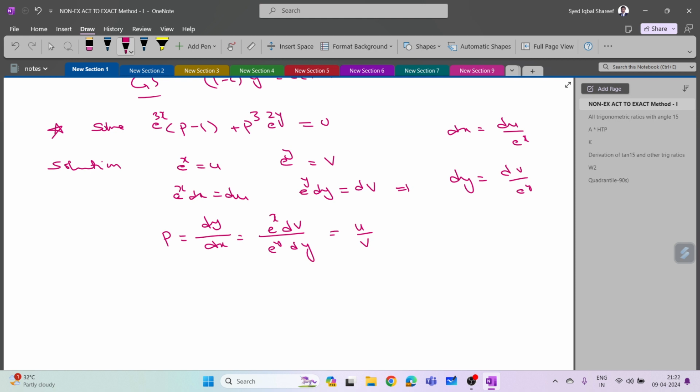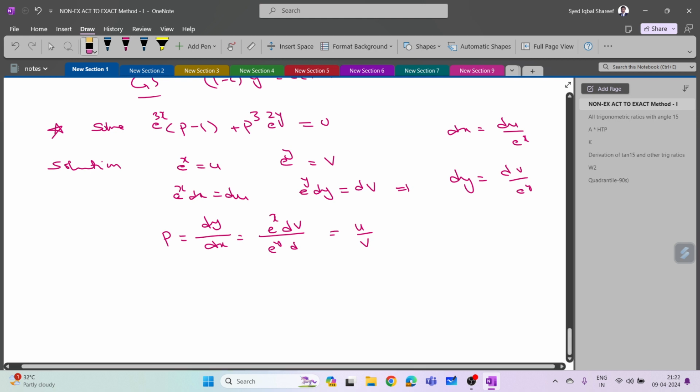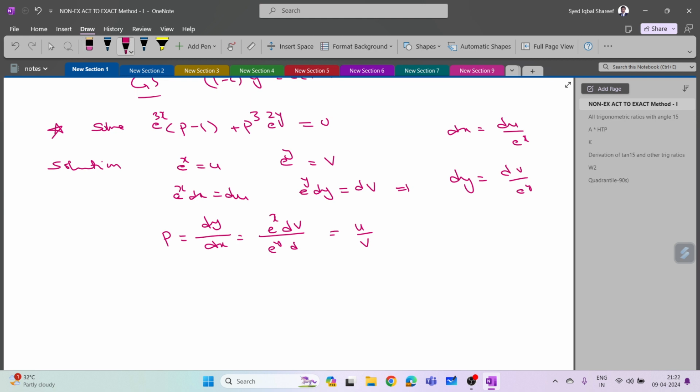and dv by du is p1. So now our question reduces to putting the value of p1. So our question, e to the power of 3x. What is e to the power of 3x? So p equal to p1.